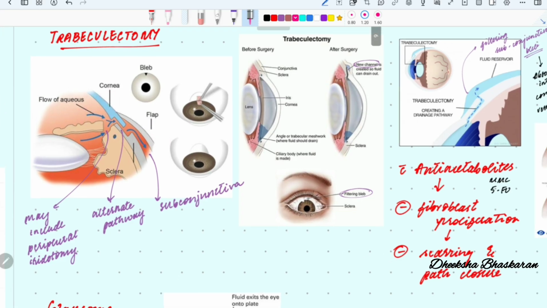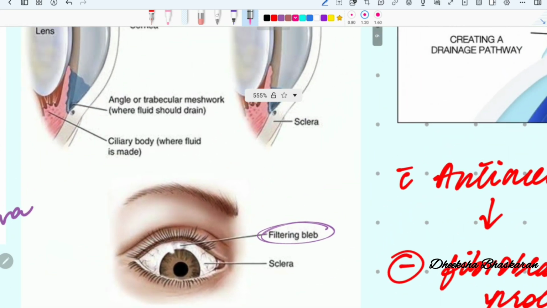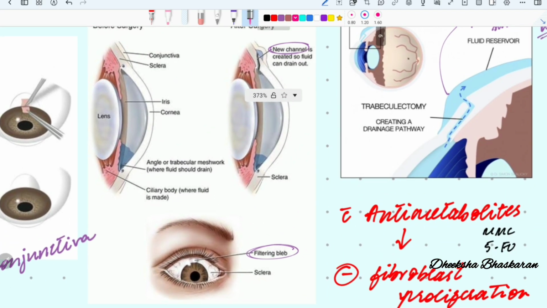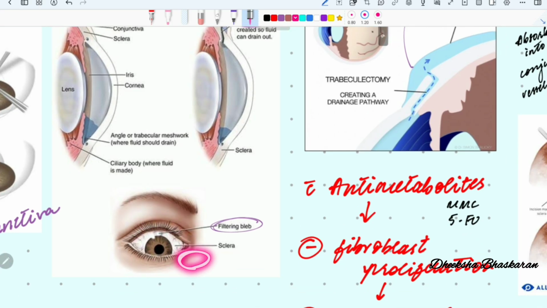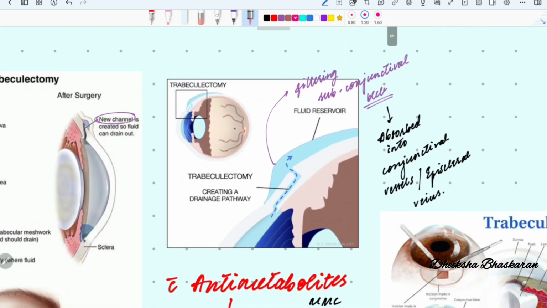So we see the path here from the anterior chamber to the subconjunctiva. When fluid drains from here to here, the conjunctiva keeps on increasing. Fluid builds up in the subconjunctiva, and a bleb is formed. What we see here is called a filtering bleb, and from this bleb the fluid can diffuse into the conjunctival vessels or the scleral vessels, right?